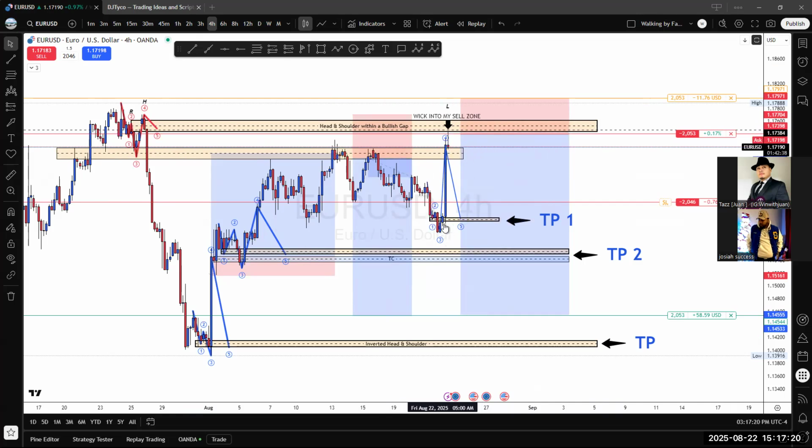Why did the market go from down here all the way up here? Two reasons. One, it caught liquidity, it caught money. And the second is because it completed this form, this pattern, which was the head and shoulder. See, this move confirmed this head and shoulder right here from a previous time. This setup right here happened.